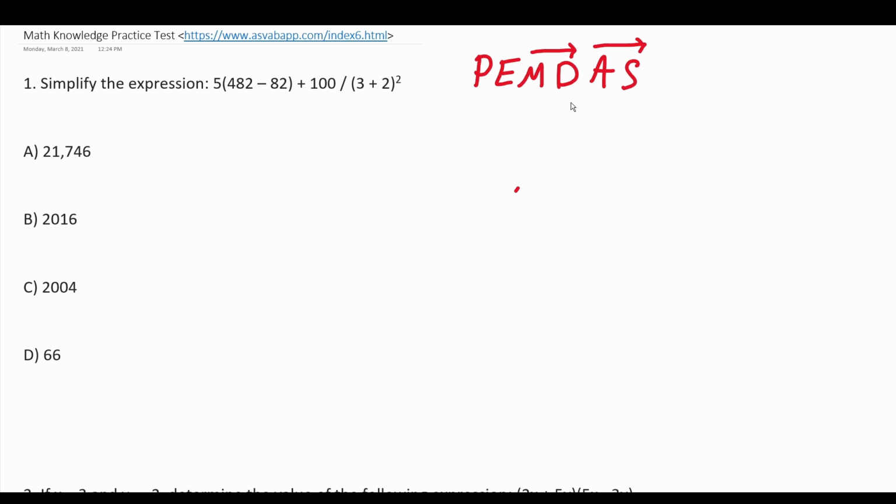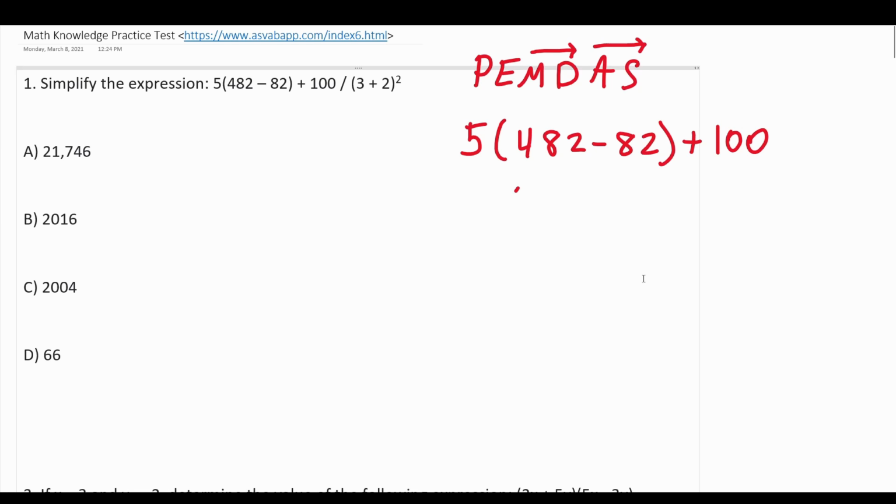So with that in mind, let's go ahead and copy down this problem over here. We have 5 times 482 minus 82. And it's a good idea to get in the habit of writing down these questions on your own, in as much as you're only going to have scratch paper on the actual ASVAB. And let me grab my pen here.